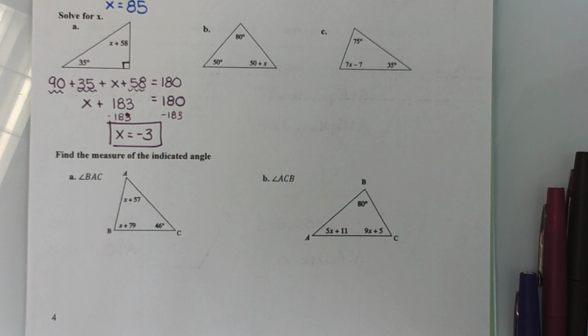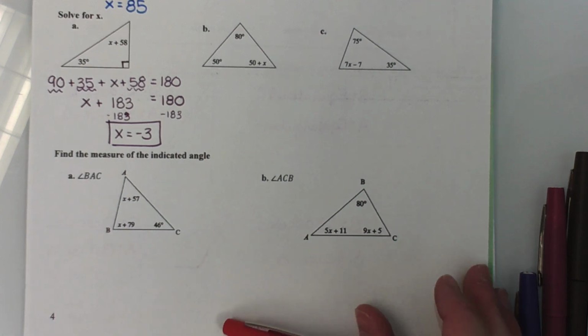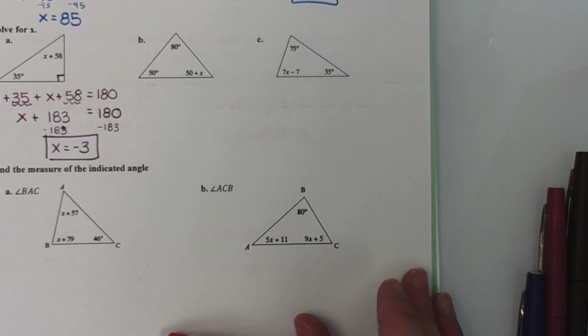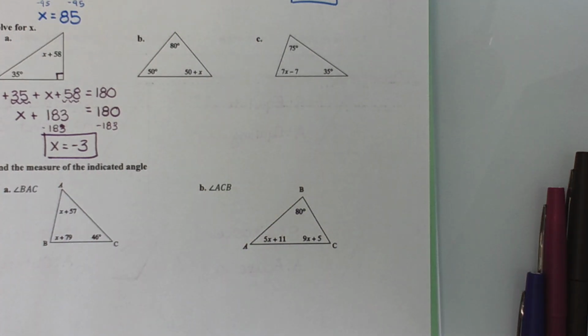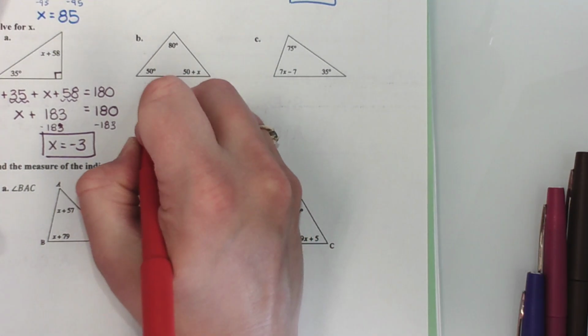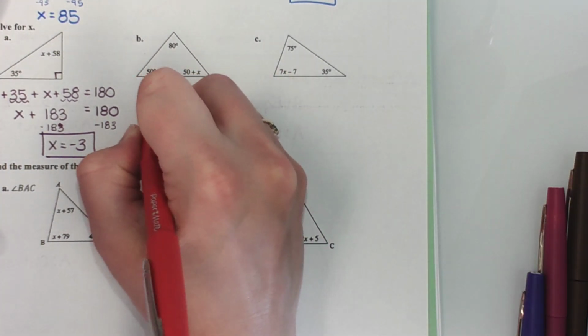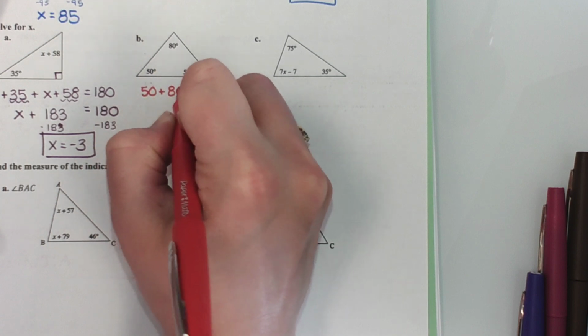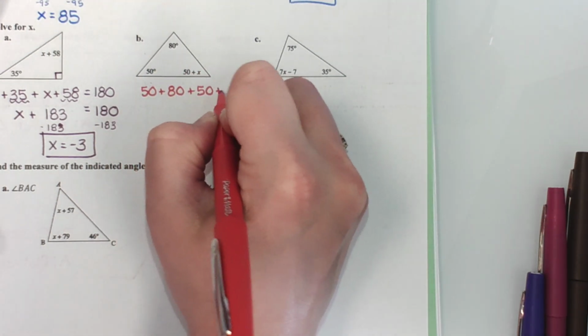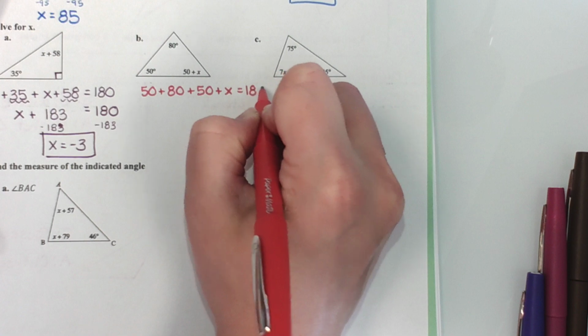Okay, so I move on to the next one. Still trying to solve for x. This one's just a different problem. Elena, what would you have me do? Add all of them. So tell me what's right. 50 plus 80 plus 50 plus x equals 180. You got it.